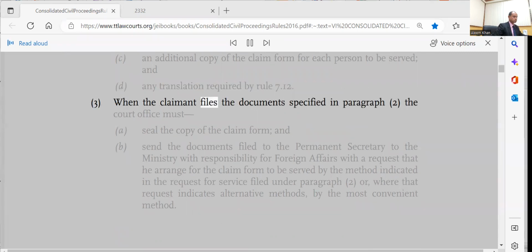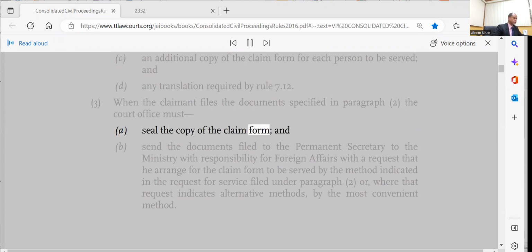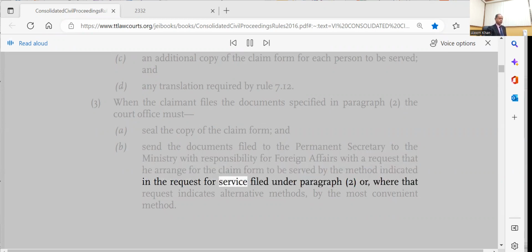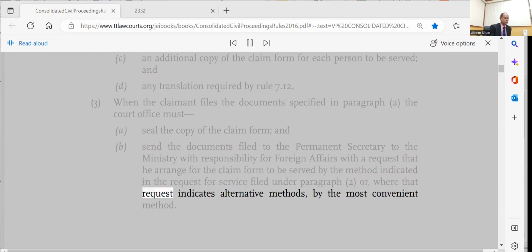3. When the claimant files the documents specified in paragraph 2, the court office must a. seal the copy of the claim form and b. send the documents filed to the permanent secretary to the Ministry with responsibility for foreign affairs with a request that he arrange for the claim form to be served by the method indicated in the request for service filed under paragraph 2, or, where that request indicates alternative methods, by the most convenient method.